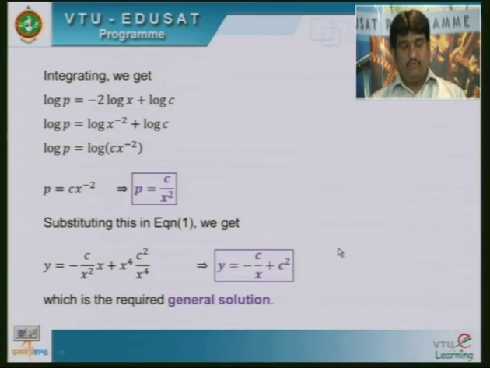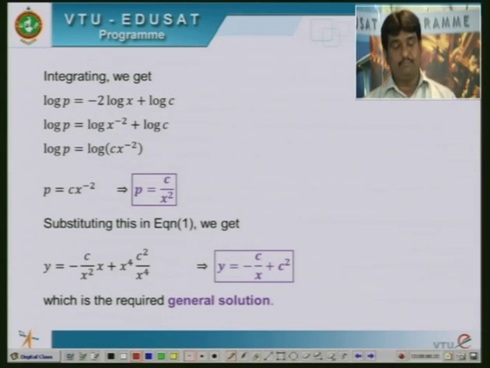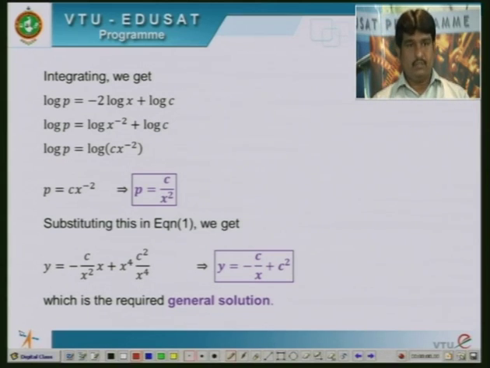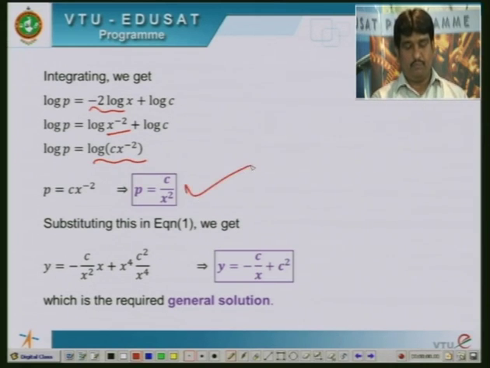Integrate it. We get log p equals, which is the integration of 1 by p, minus 2 times log x plus some arbitrary constant which I have taken as log c. Now, by the law of indices of logarithms, minus 2 into log x can be written as log of x to the power of minus 2. So log p is log of x to the power of minus 2 plus log c. Next line, log p equals log of, now log a plus log b is log of a into b, which implies p equals c into x to the power of minus 2. Therefore, p is c divided by x square.